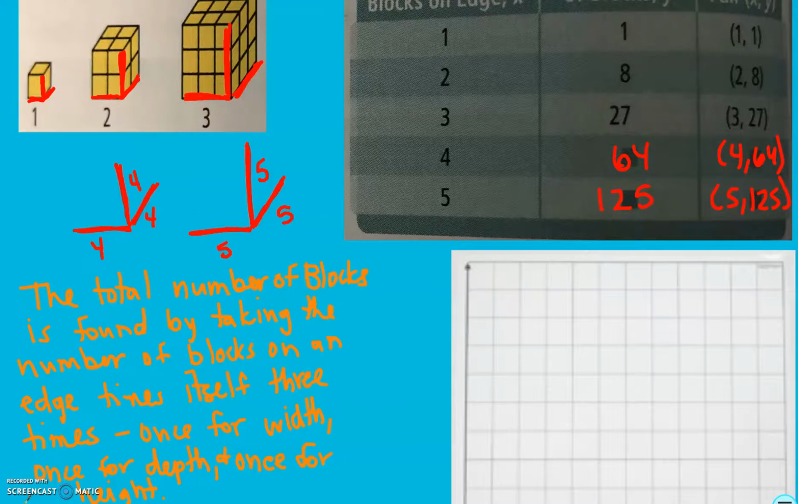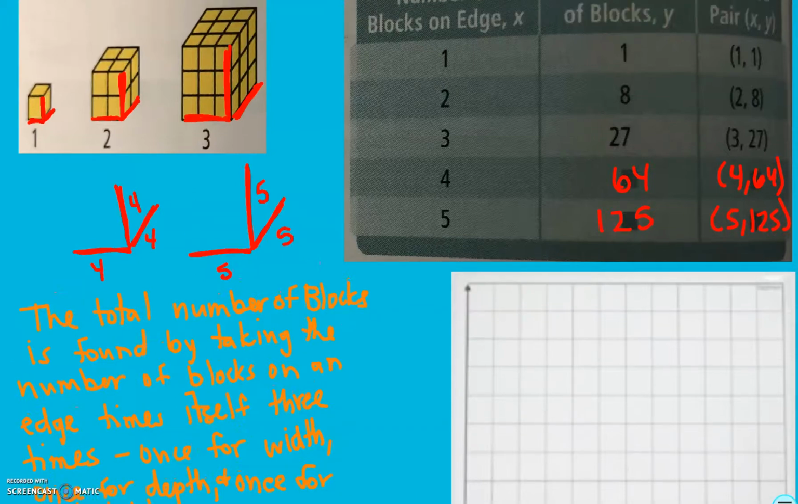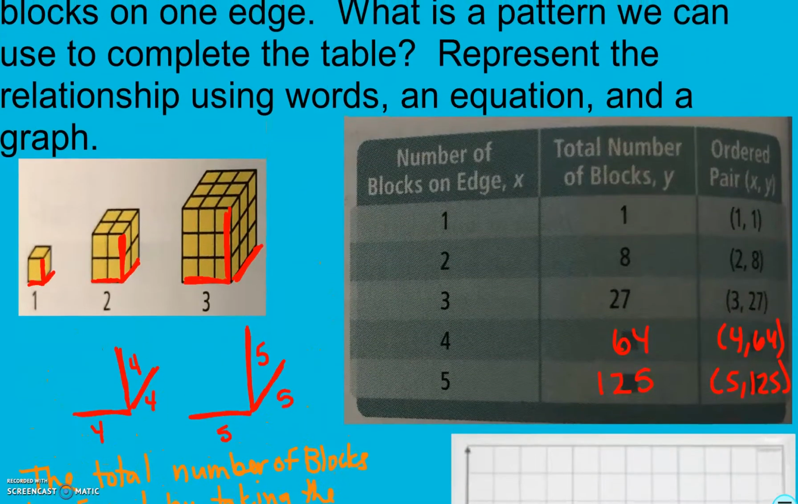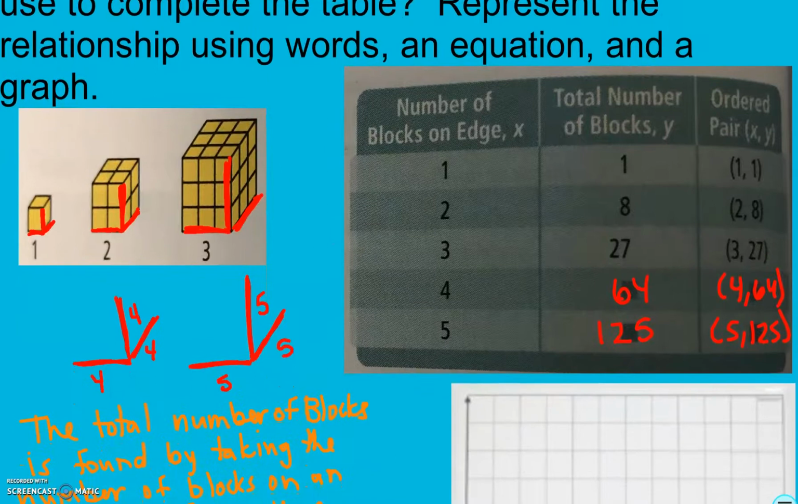So the relationship using words. In words, we can say the total number of blocks is found by taking the number of blocks on an edge times itself 3 times. Once for the width, once for depth, and once for height. And again, just like with last section, you could have put those words in a lot of different ways and still gotten to the same spot.